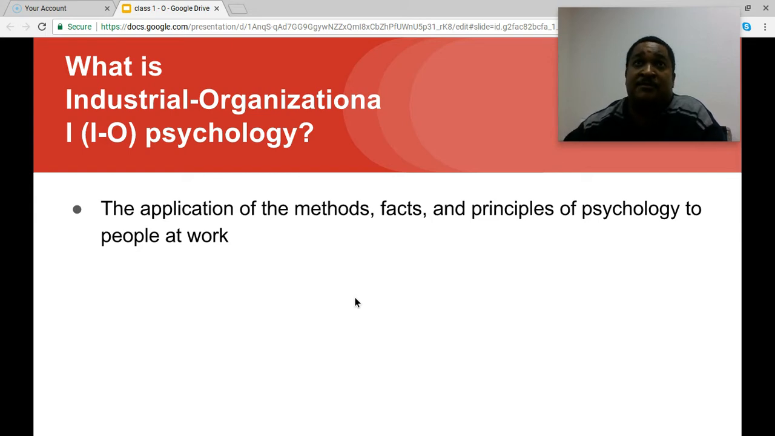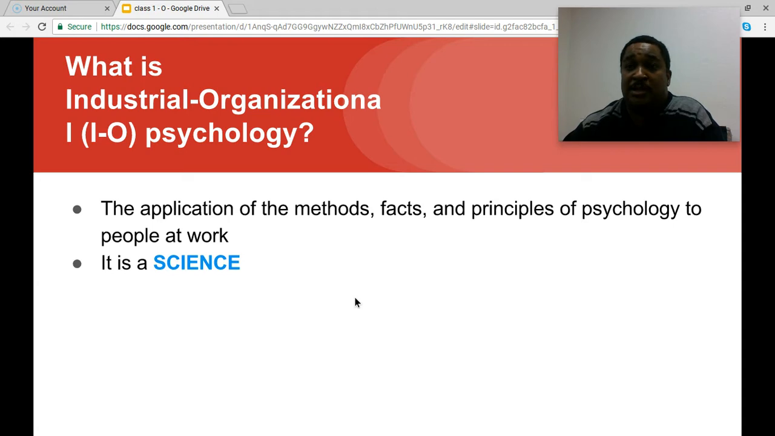When I say principles of psychology, the idea behind the general notion of psychology is that we are studying people's behaviors and why people do the things they do. So in IO psychology, we're taking that principle and we're applying it to the workplace. Why do people do certain things at work? Why are there certain policies at work? And how does it benefit the employee? And how does it benefit the employer?